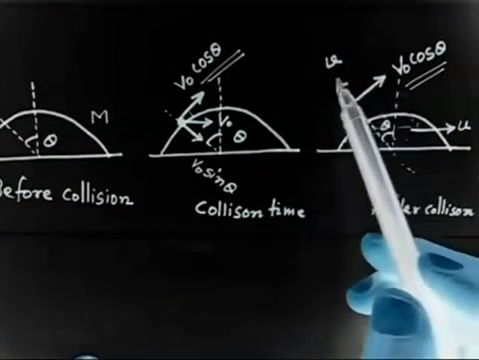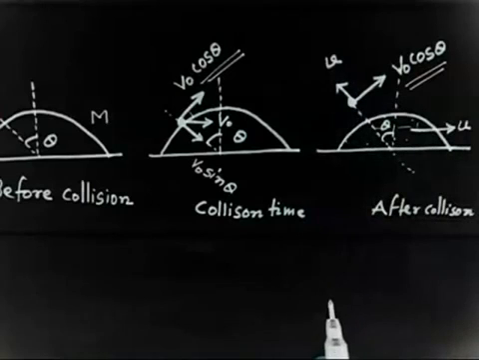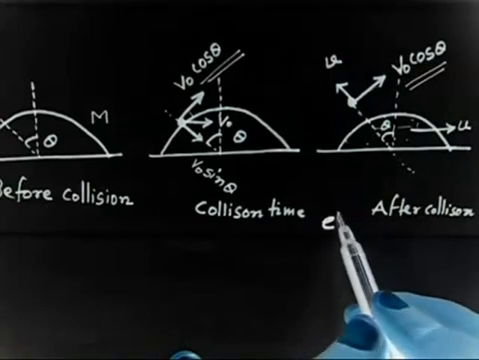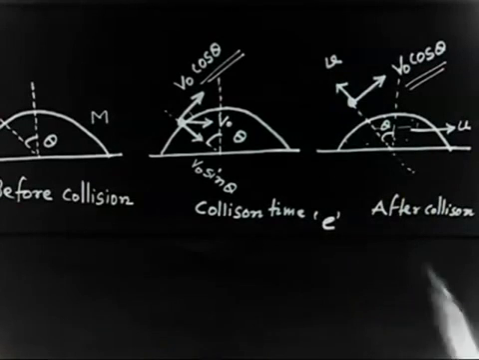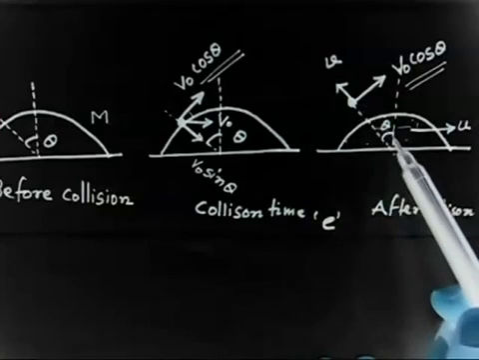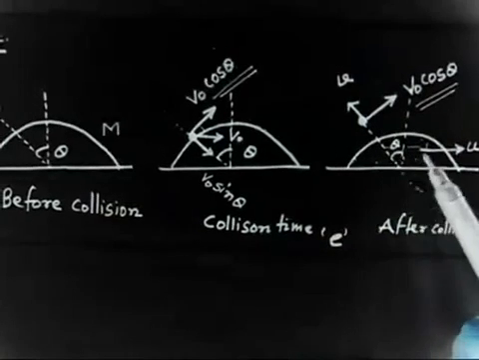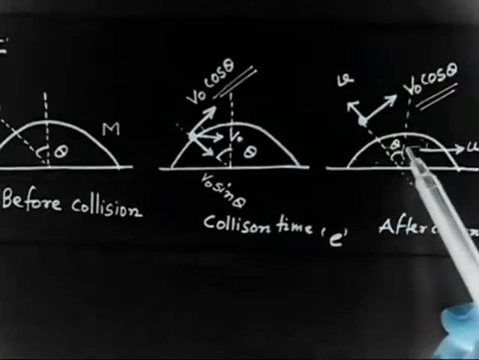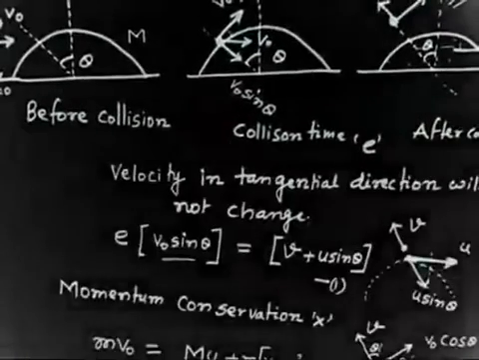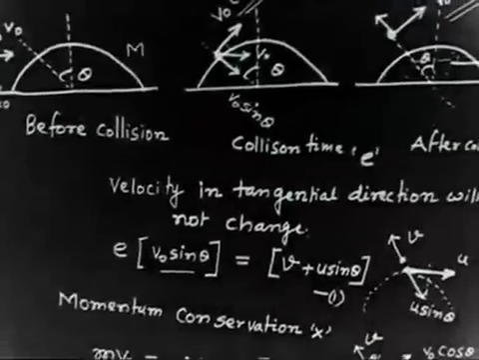Now let us see how we can solve this. I have two unknowns, v and u. What kind of equation can I use? I can write one equation for the coefficient of restitution, E, that is given to you. In the perpendicular direction, velocity of separation is equal to E times velocity of approach. So what is the velocity of separation? Let me write one by one.